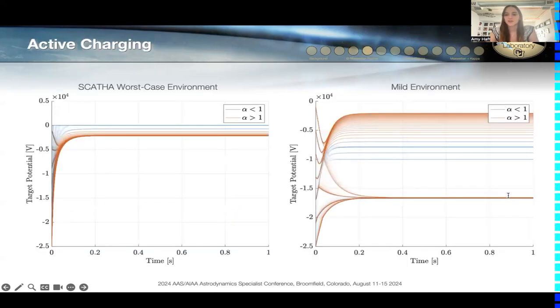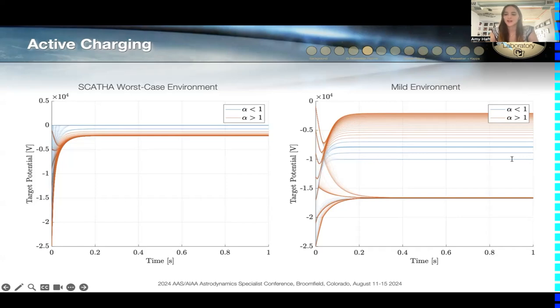The electrostatic tractor was simulated in two different bi-Maxwellian environments, a more mild environment and a worst-case environment from Schaub emission data. The coupled charging effects are included in these simulations. In the figures, the lines are colored based on the electron density ratio alpha being either less than or greater than 1. You can see that when alpha is less than 1, perturbations in alpha can cause more severe equilibrium jumps. And as alpha becomes increasingly large, the equilibrium potential converges in both figures.